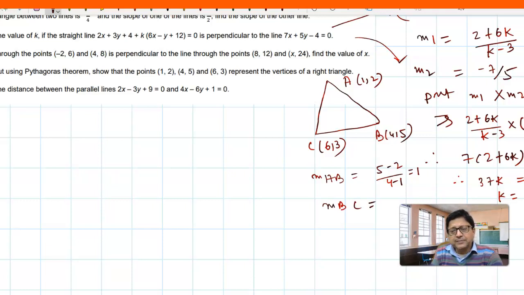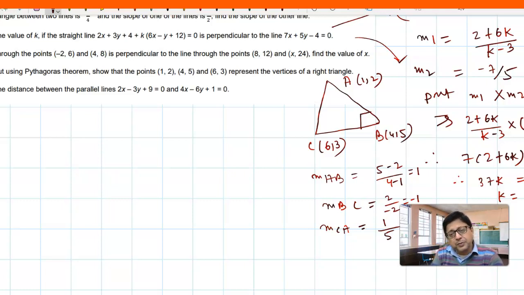Slope of BC is 5 minus 3 by 4 minus 6, that is 2 by minus 2, that is minus 1. Slope of CA is 3 minus 2 by 6 minus 1. Now it is obvious that the slope of AB into the slope of BC is equal to minus 1. So this angle is going to be 90 degrees. These three vertices are the vertices of a right triangle.